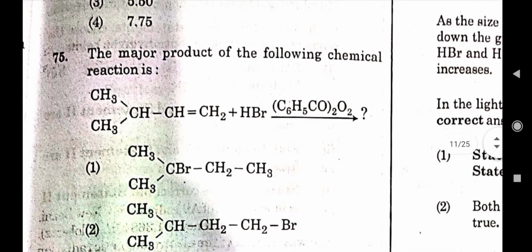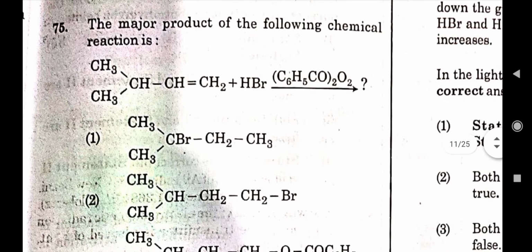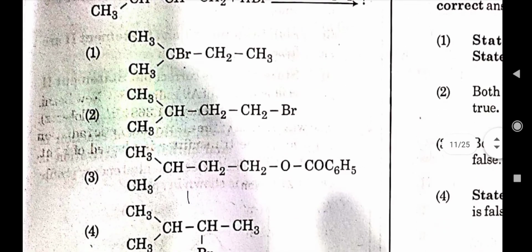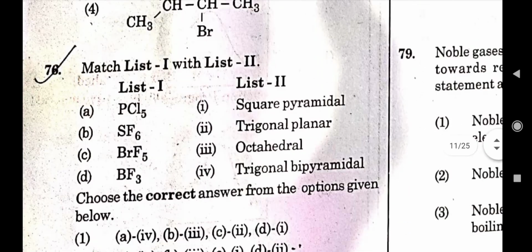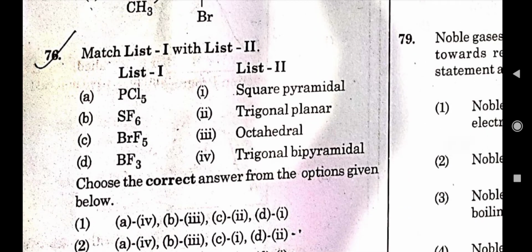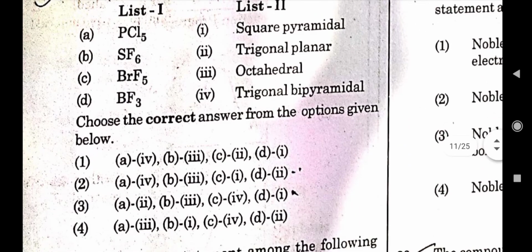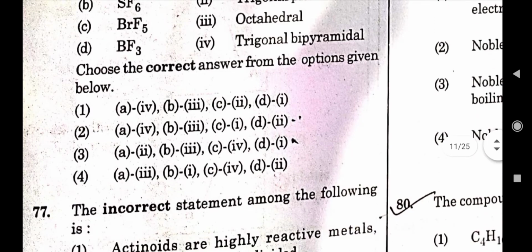Now coming to question number 75, the major product of the following chemical reaction is, इसका जो correct option है that is option second. Question number 76, match list first with the list second, इसका जो correct option है that is option second.